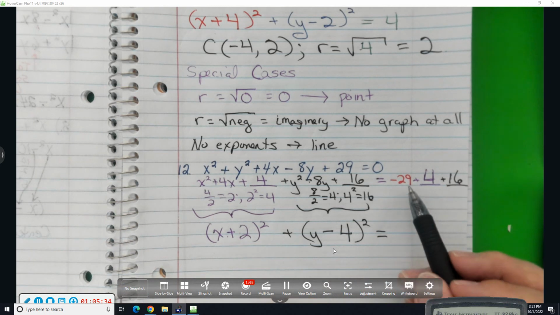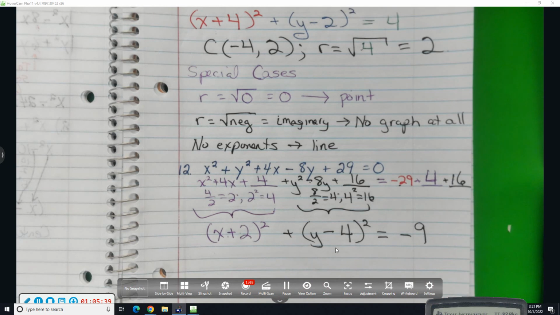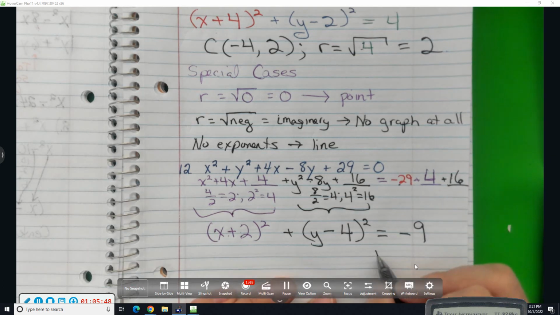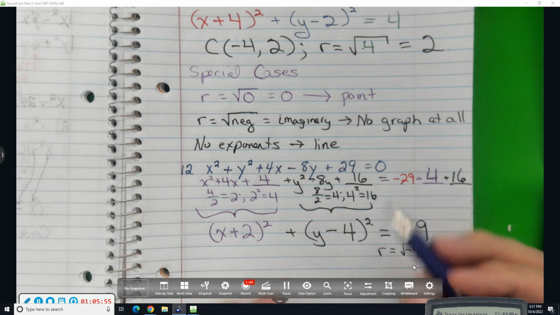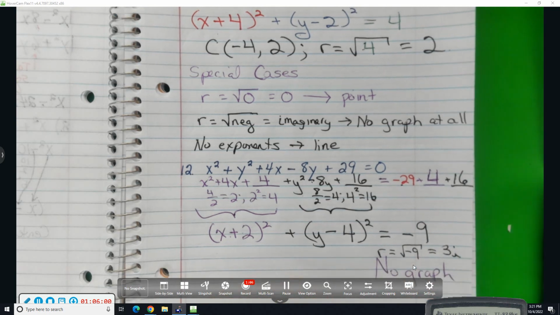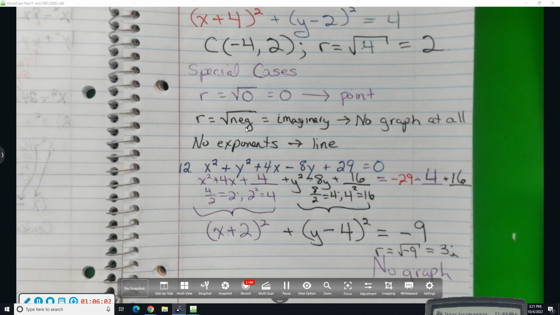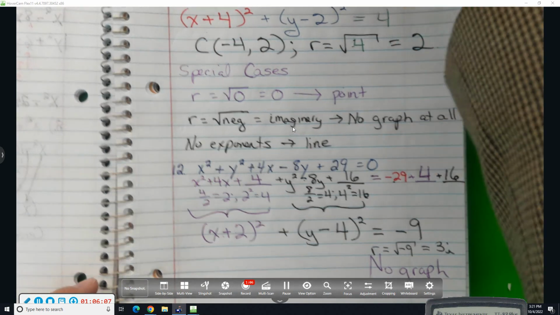And over here, you're right, negative 29 plus 20 gives us a negative 9. So you really didn't need to do these parentheses. Why? Well, if this is going to give you the radius, the square root of negative 9 is not negative 3, it is 3i, there is no graph. Not even a dot, no graph at all. Okay, if the radius turns out to be an imaginary number, there's no graph at all.